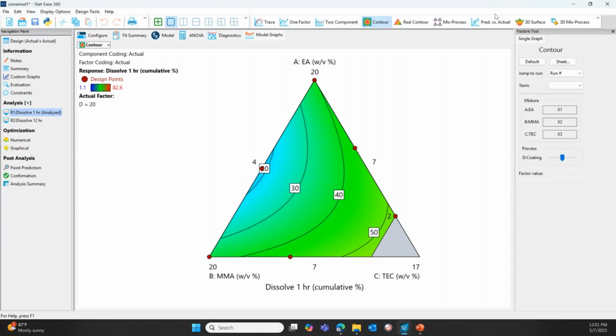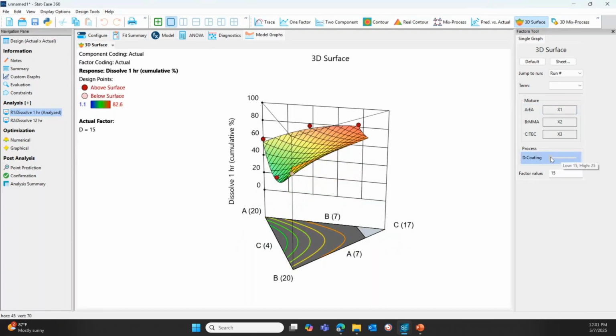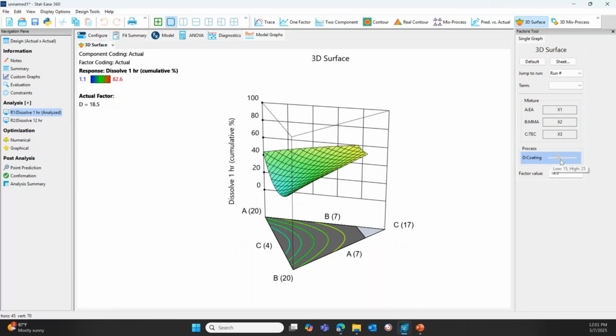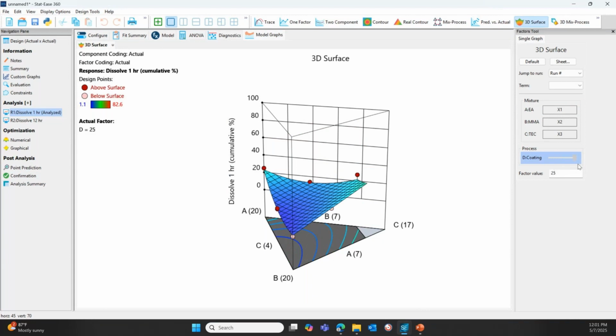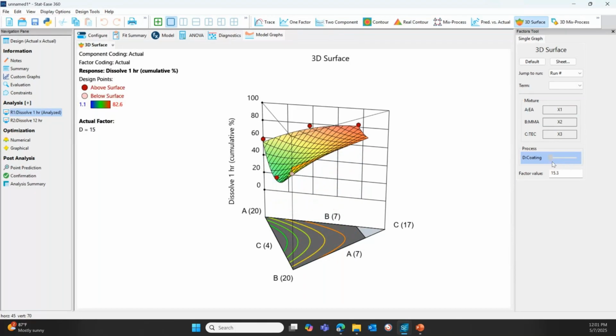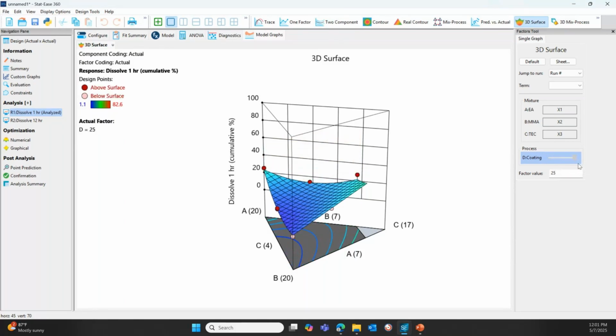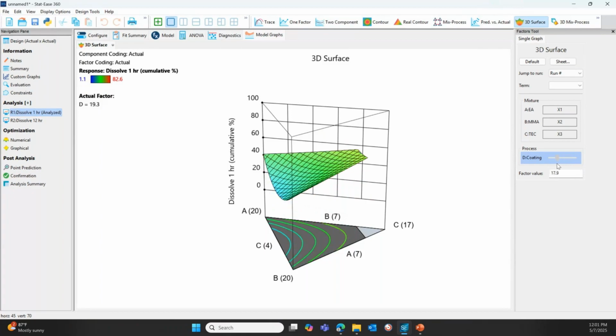And let's do a 3D just for fun. So here's the 3D, and let's see what happens. If I lower the coating, yeah, I'm getting more to dissolve. That makes sense. I don't have as much coating. If I increase the coating, I get less dissolved, but also the shape of that response surface changes as well. There's some interactive behavior between the coating amount, the process factor, and the formulation, right? So we're modeling that behavior between the two.